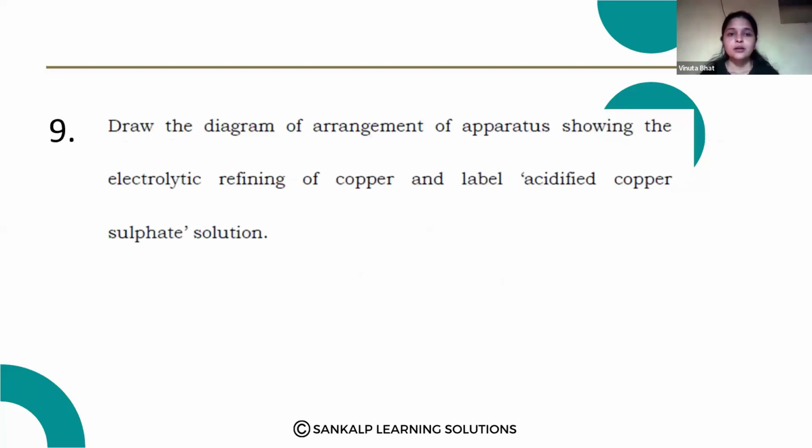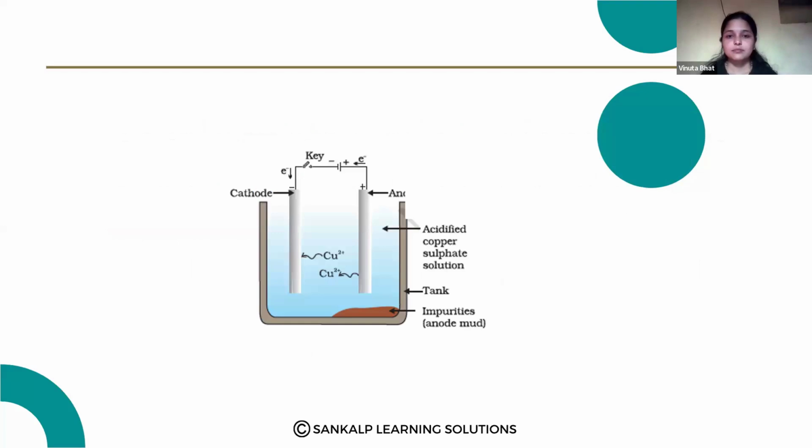Next question. Draw the diagram of the arrangement of apparatus showing the electrolytic refining of copper and label the acidified copper sulfate solution. In the diagram, you have to label the acidified copper sulfate solution. Practice all the labelings in this diagram.